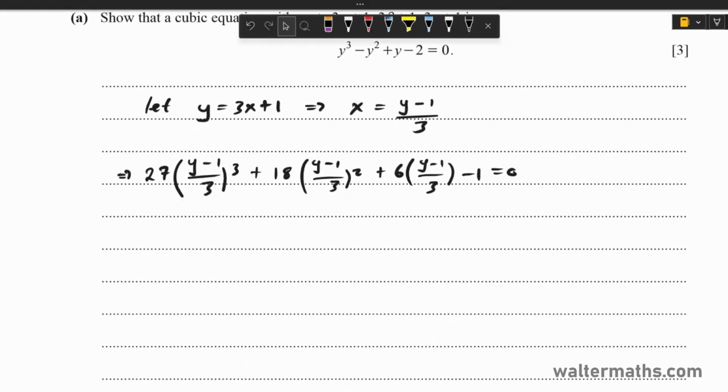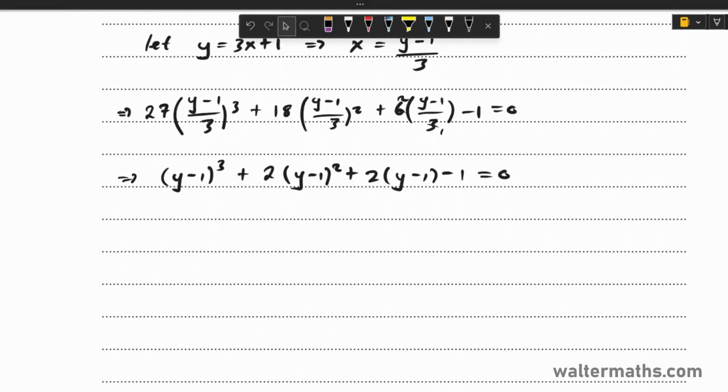Here we know that 3 cubed is 27, and 27 into 27 gives us 1. So we have y minus 1 cubed, and plus here 3 squared is 9. So 9 into 18 is 2. So we have 2 of y minus 1 squared, plus here 3 gets into 6 2 times. So we have 2 of y minus 1, and minus 1 equal to 0. Let's simplify what we got.